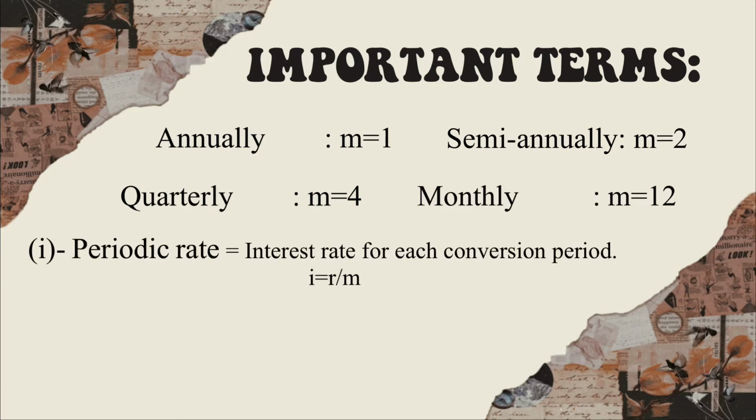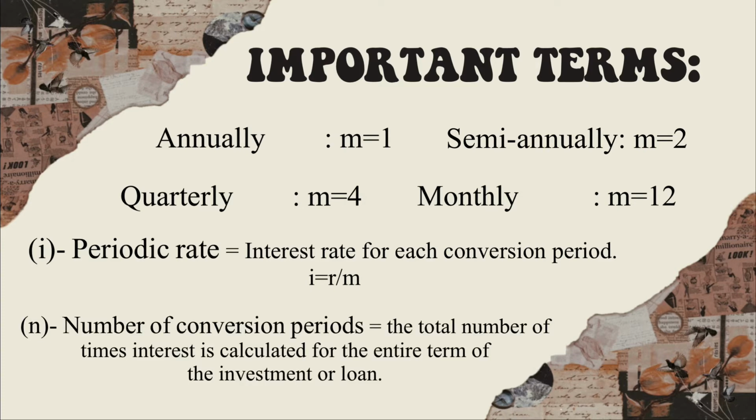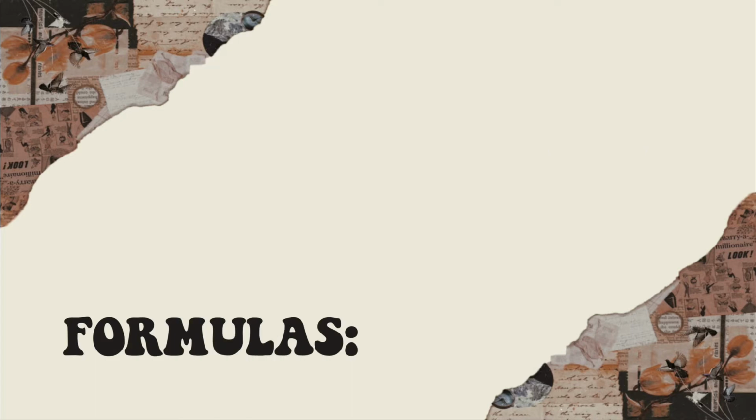I, or the periodic rate, is the interest rate for each conversion period, in which its formula goes as I is equal to R divided by M. N, the number of conversion periods, is the total number of times interest is calculated for the entire term of the investment or loan. Now I will be showing you the following formulas to be followed in this lesson.